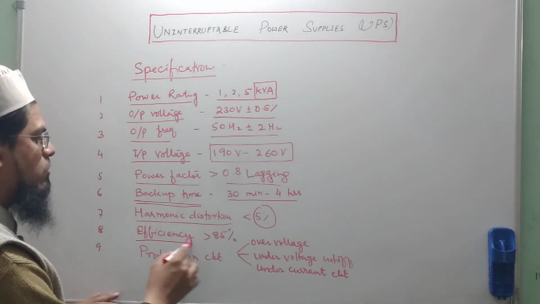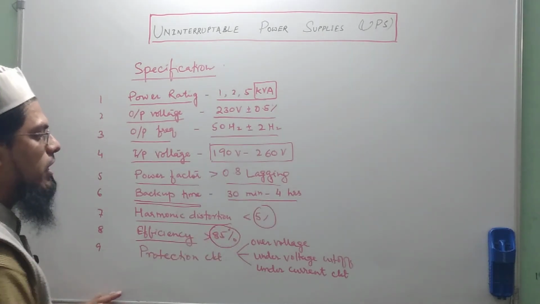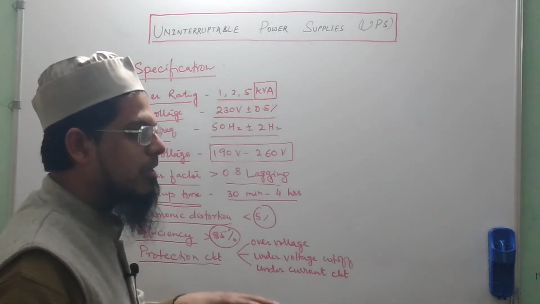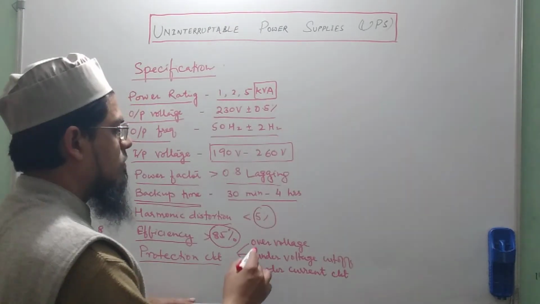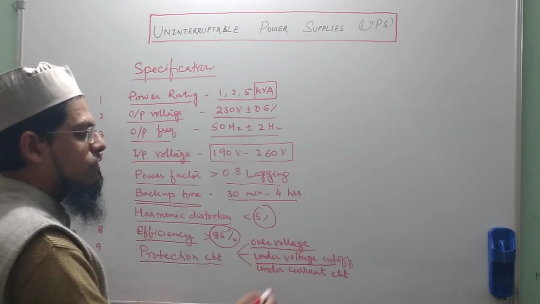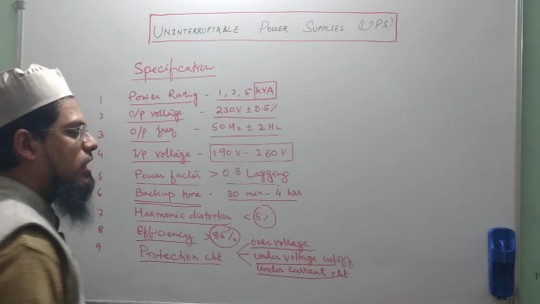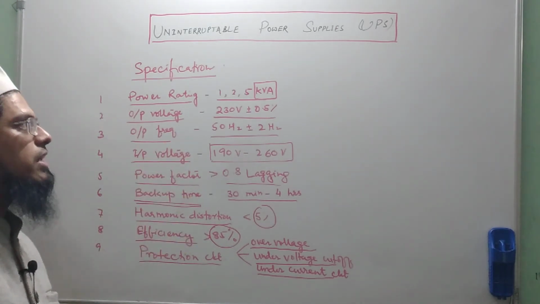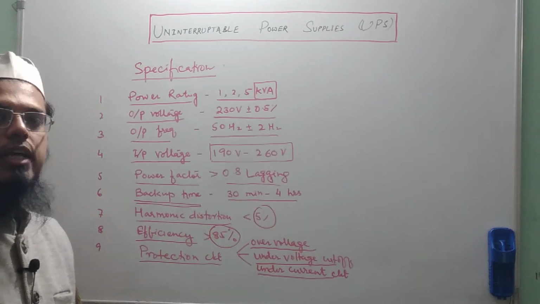Then efficiency should be high, normally greater than 85%, and there should be an inbuilt protection circuit within the UPS, which provides protection against over voltage, and under voltage cutoff should be there. Moreover, the overcurrent protection circuit should also be there. So these are some of the specifications one should look for in a UPS.